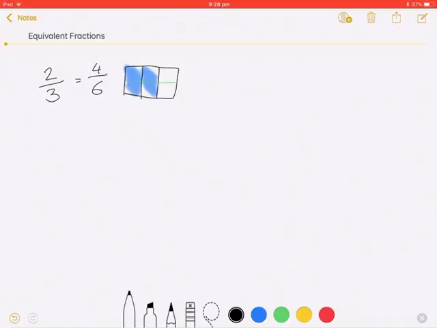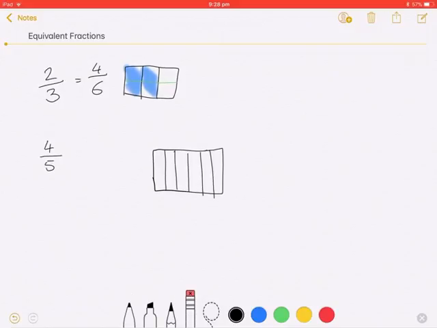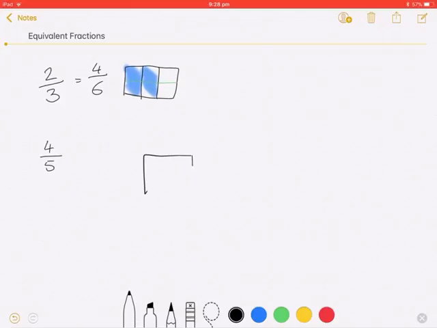Let's try another one. If I had 4/5, so let me draw fifths. 1, 2, 3, 4, 5. I can't rub that last bit off because it takes off the whole shape. Let me try that again. All right, let's be a little more accurate this time. 1, 2, 3, 4, 5. All right, so I'm going to colour in 4 of those fifths. 1, 2, 3, 4. What if I want to know, how many 15ths that equals?